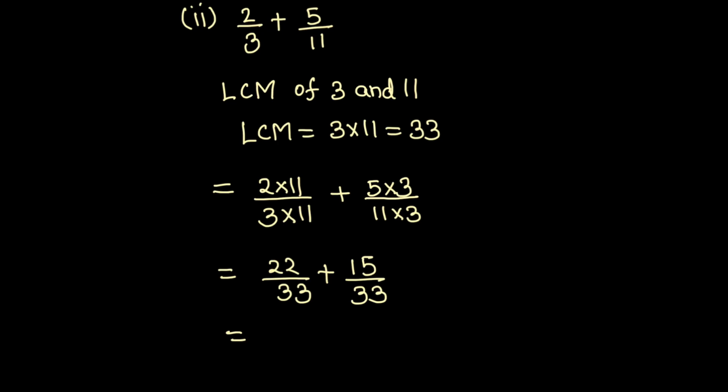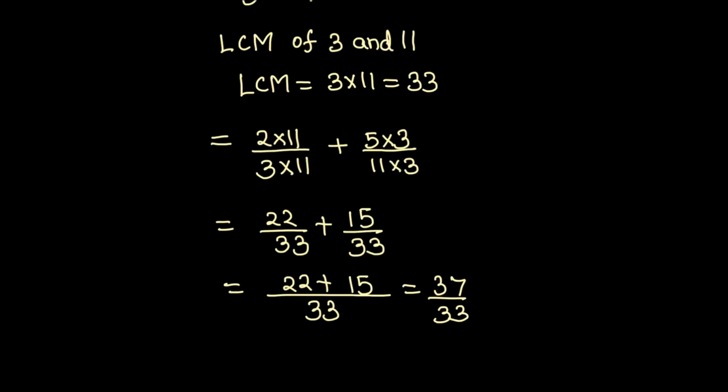Now we have two fractions with the same denominator. So we can keep the denominator equal to 33 and add the two numerators. So 22 plus 15 divided by 33, which equals: 2 plus 5 is 7 and 1 plus 2 is 3, so 37 upon 33. So our final answer will be 37 upon 33. We are going to box the answer and move to the next example, which is the third example, where we are adding three mixed fractions.